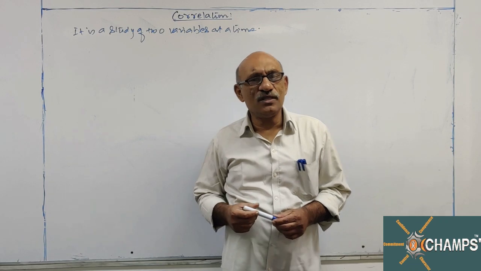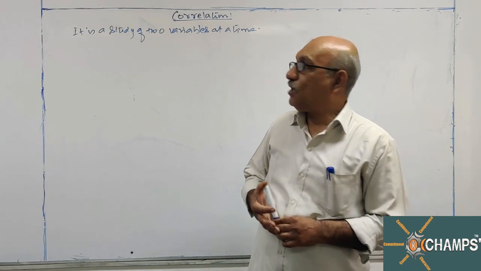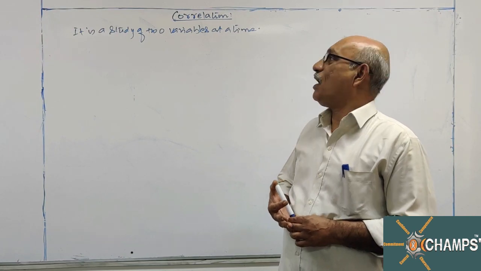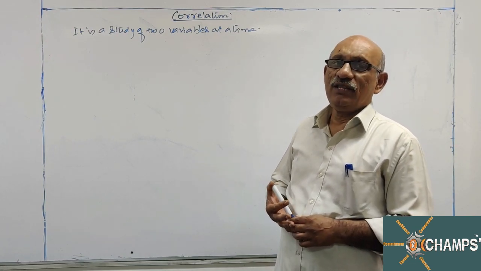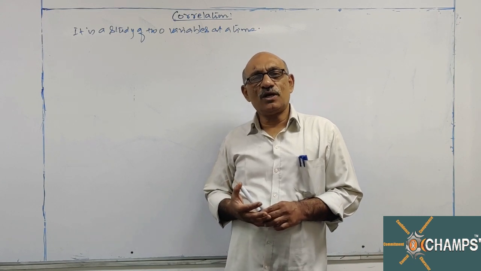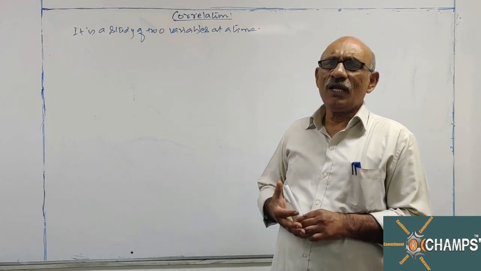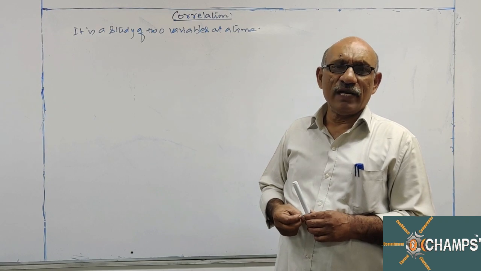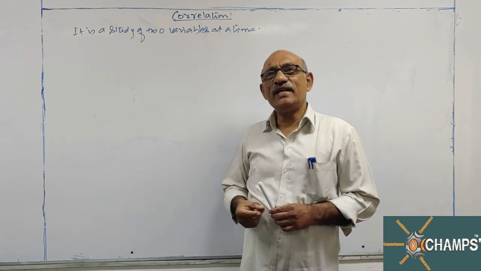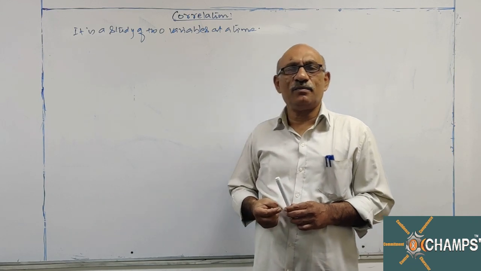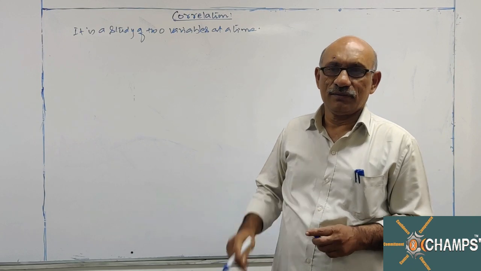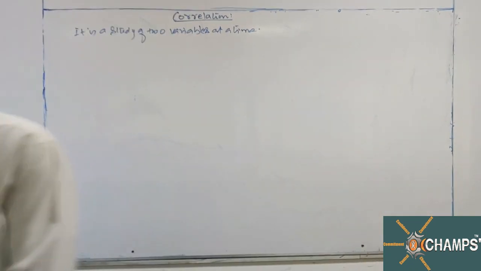Whenever there is a change in the value of one variable, we are noticing a corresponding change in the value of other variable. So, in this particular case, whenever there is a movement in the values of the two variables, then to find out the nature of the relationship between the two variables and the extent of relationship between the two variables, we use a statistical tool called correlation.